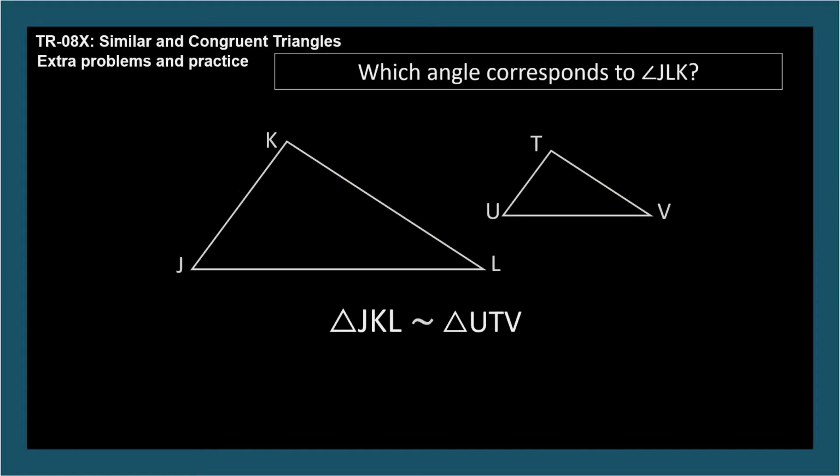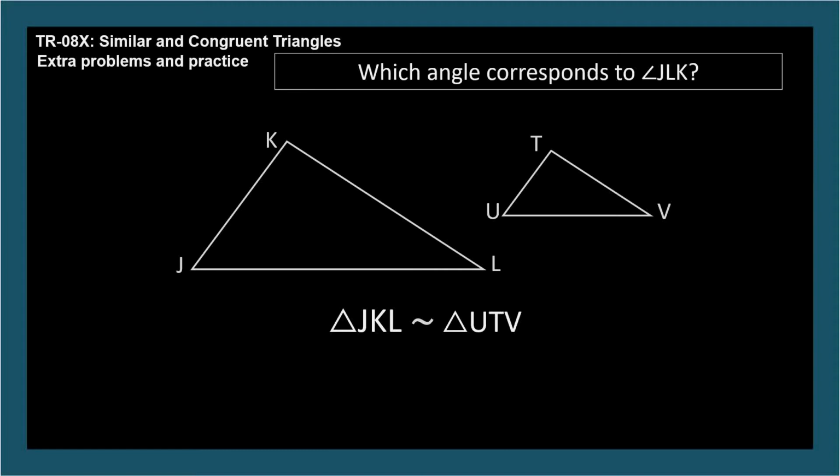What angle corresponds to angle JLK? We're told the two triangles are similar. There are 2 ways to figure this out. We can examine the diagram and note the angle in the smaller triangle that corresponds to the angle at L. That would be the angle at V.